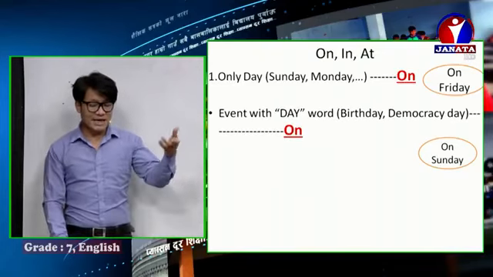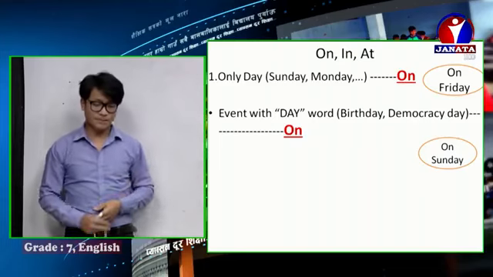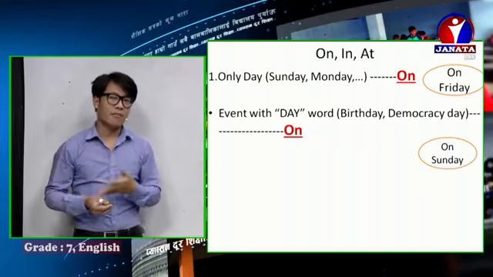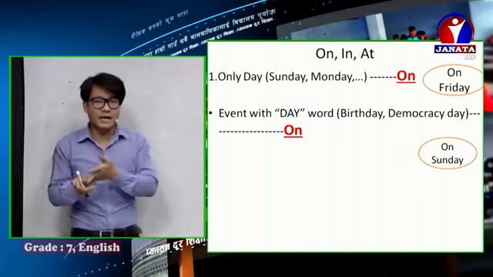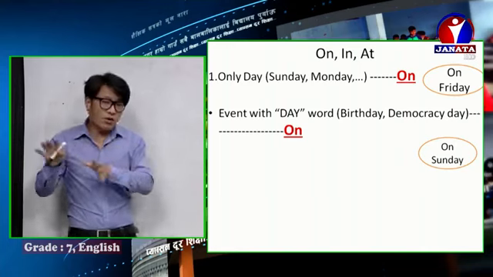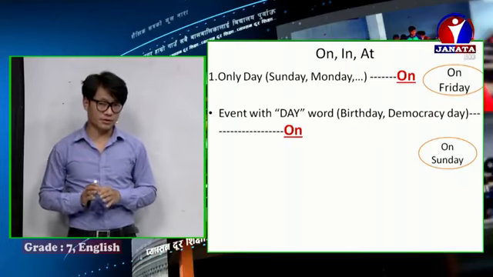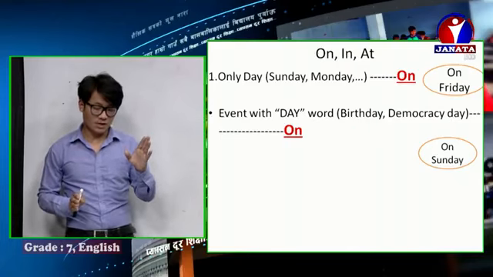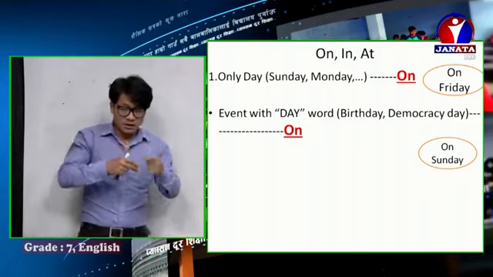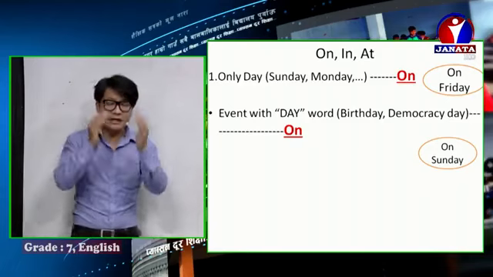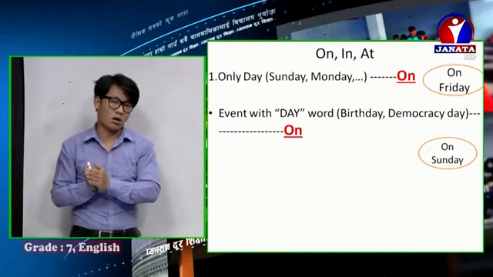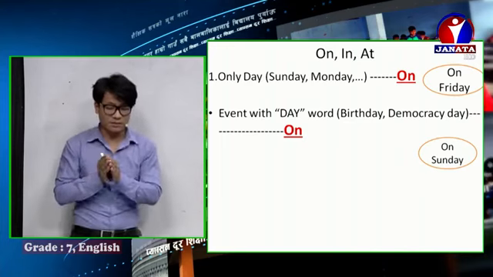Events with a day word, like Birthday, Democracy Day, Martyrs Day, Parents Day. Okay, these are events. With these events, we use the preposition on. Once again, let me tell you: event with a day word.